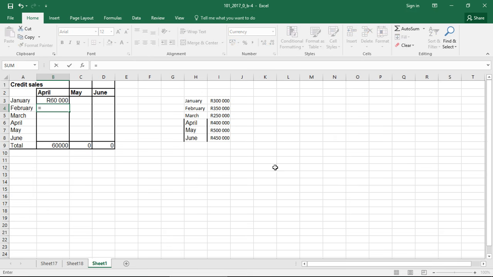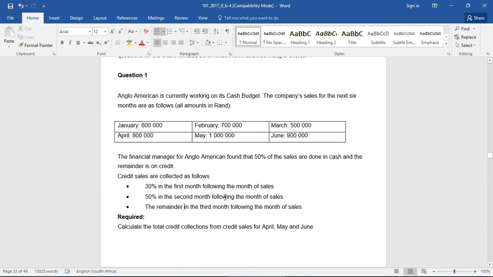So we do the same calculation: 350,000 times 50%. We have 175,000. Now we're not done with February yet, because it says 50% in the second month, which is April, which we have just done, and it says the remainder in the third month, which is May, which is one of them in question here. We were asked to do May as well.